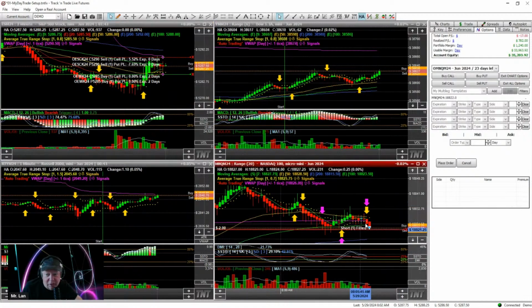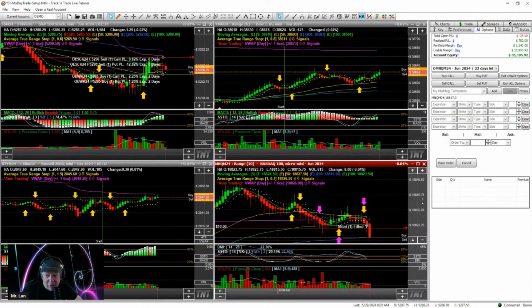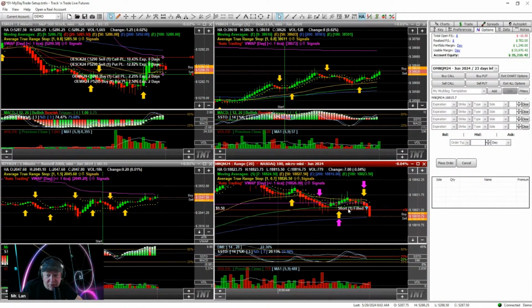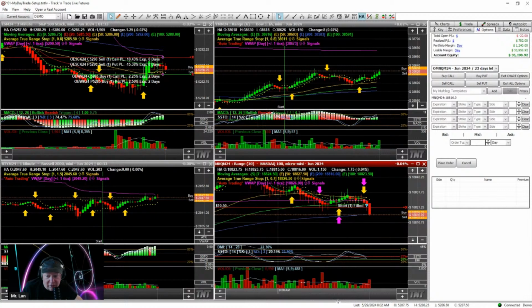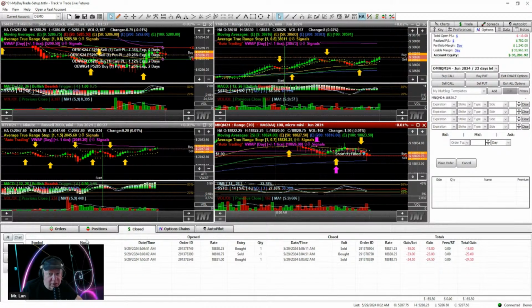All right, so it just crossed below the VWAP on the NASDAQ. It crossed down, crossed up, crossed down again. So now we've had 2 false entries on the NASDAQ. Let's go take a look and see what that's done to us. So we're going to go to closed positions, chart, NASDAQ. We're down $65 on that rotten little dog right there.